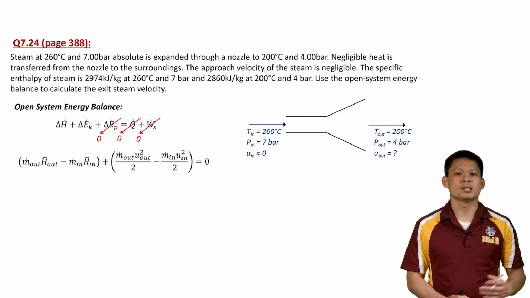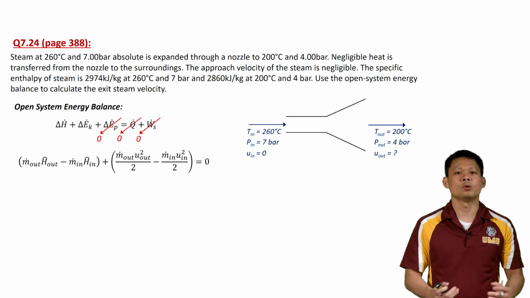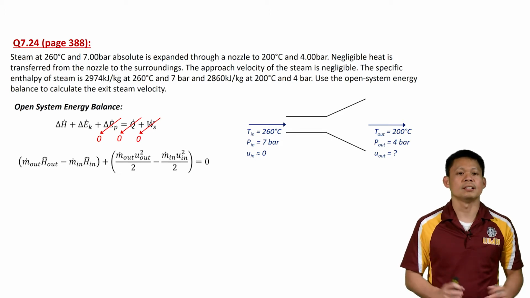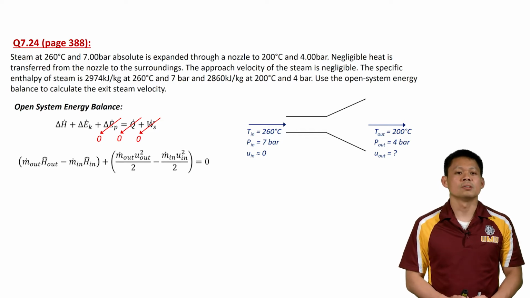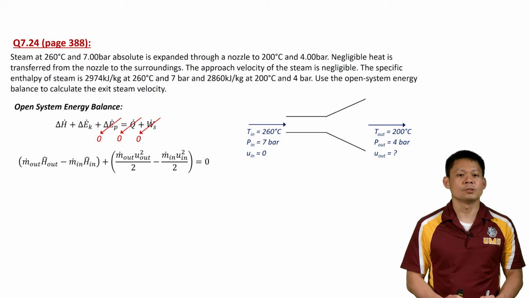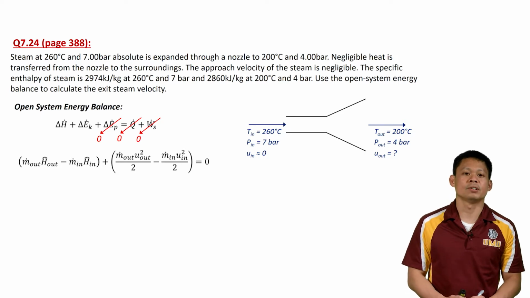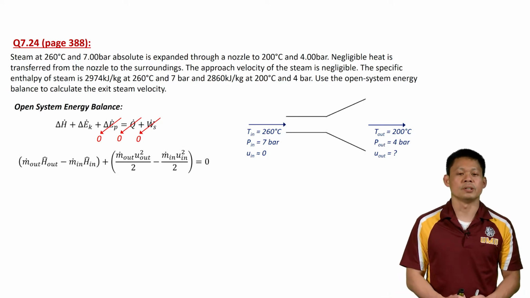Now we need to expand out each of these terms, the delta H and the delta EK terms. Remember, for an open system energy balance, the delta represents the outlet minus the inlet. In this case, we have one stream out and one stream in, which is pretty simple. For the delta H term, we have m out times H hat out minus m in times H hat in. That's the enthalpy term, and then we do the same for the kinetic energy term with the single output and the single input.